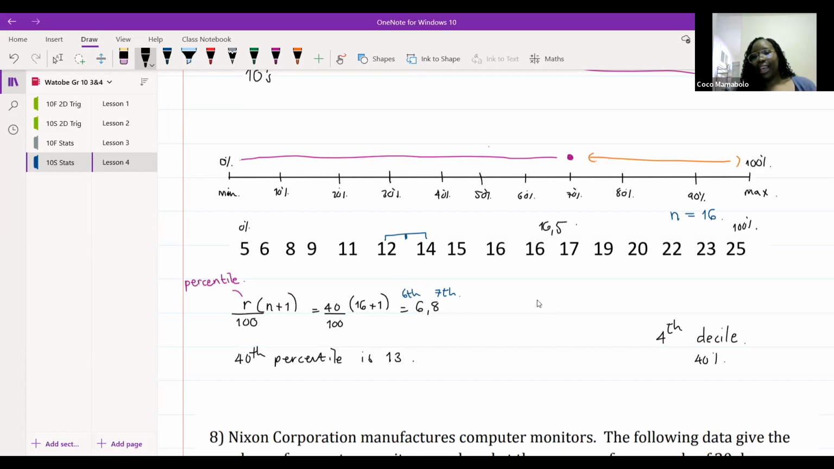Anam says, ma'am, why do you have to look for the number in between? Because if you round up, Zisanele, it's going to affect the number. Let's say, for instance, Zisanele, that this wasn't 12 and this wasn't 14. Let's say this was 12,000 and this was 14,000. If you round up, you're then telling me that this is 14,000, or if you round down, you're telling me that it's 12,000.